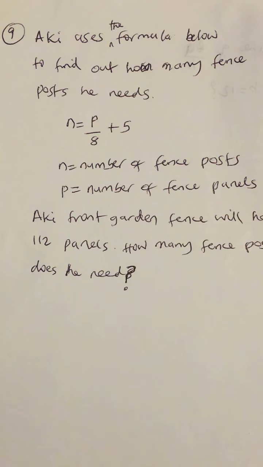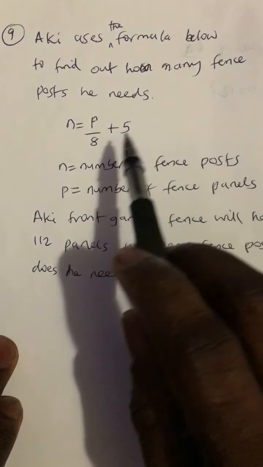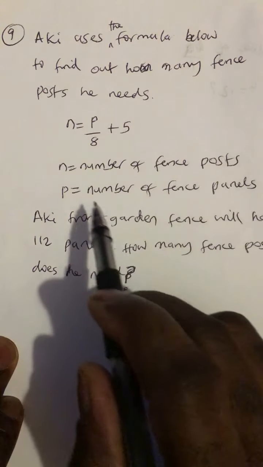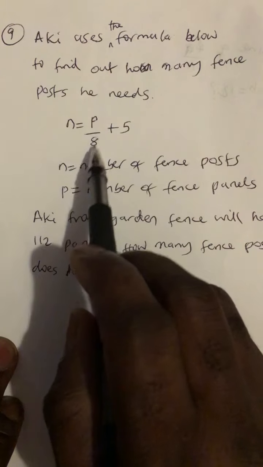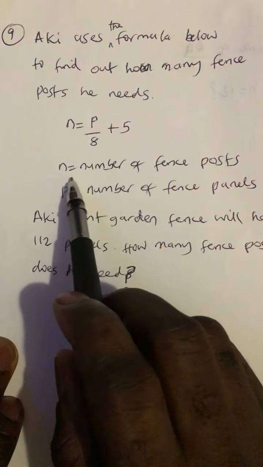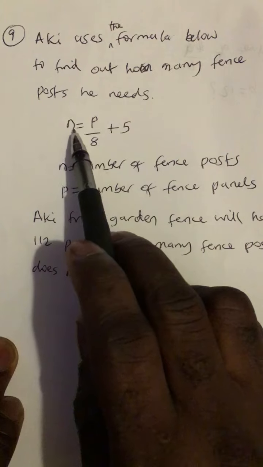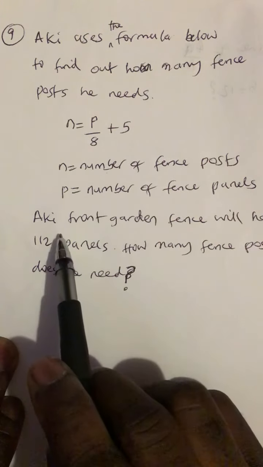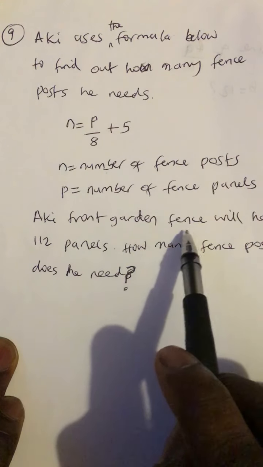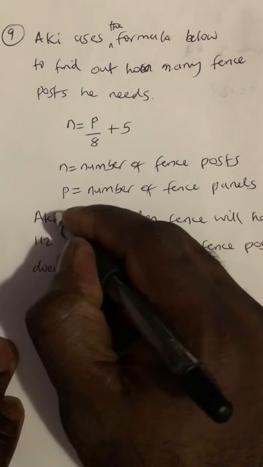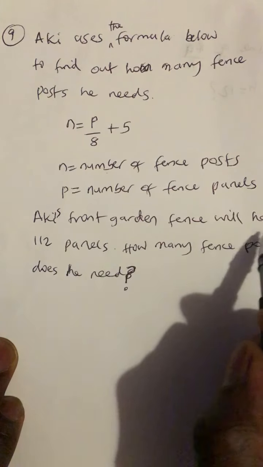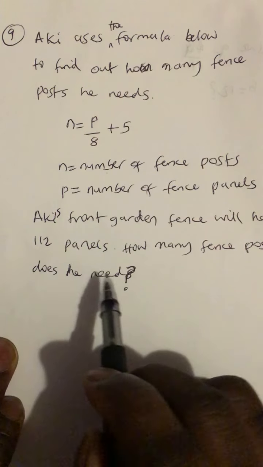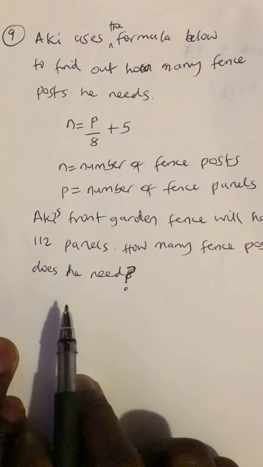Akin uses the formula below to find out how many fence posts he needs. The formula is n equals p over 8 plus 5, where n represents the number of fence posts and p the number of fence panels. The question is: Akin's front garden fence will have 112 panels. How many fence posts does he need?